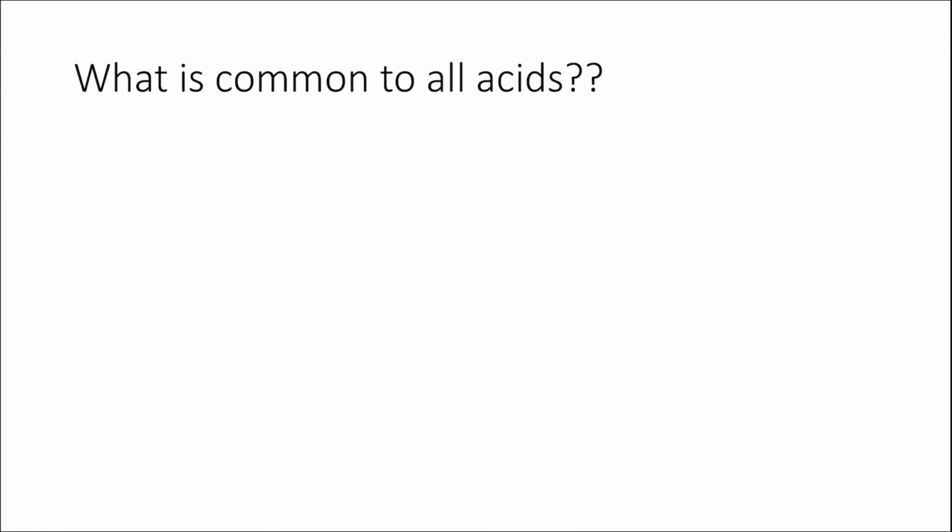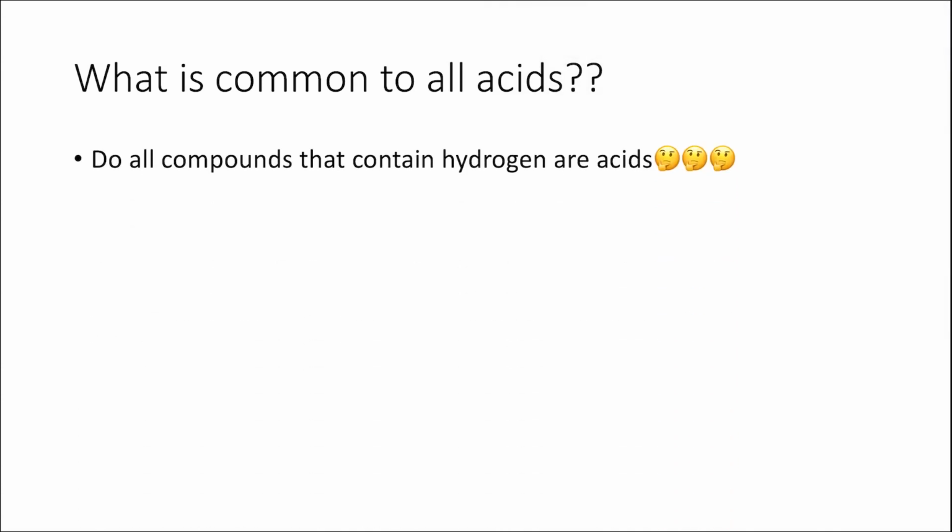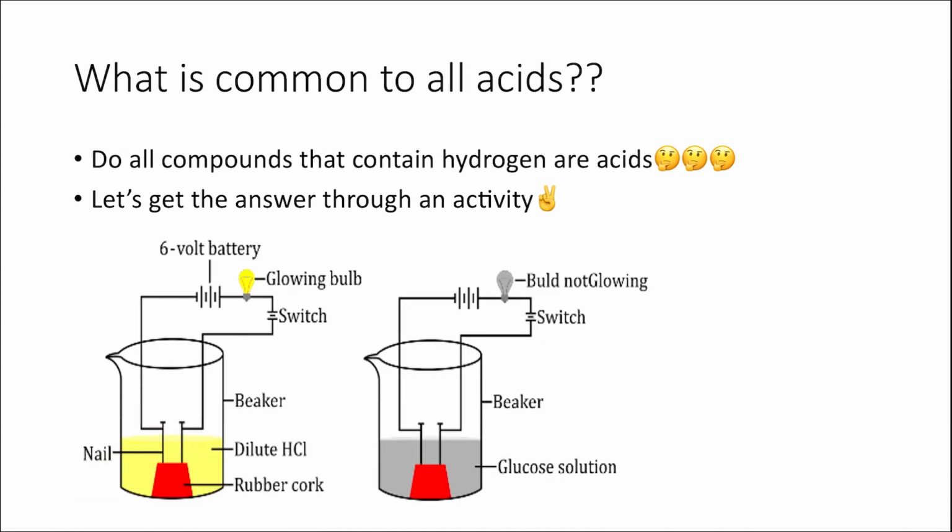For example, glucose, the formula is C6H12O6. So glucose also has a lot of hydrogen in it, but is it also acidic? The answer is no. So all compounds that contain hydrogen can't be considered acids. To understand this, let us have a look at one very interesting activity.